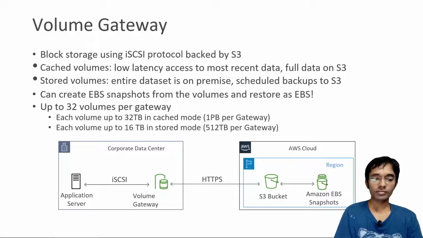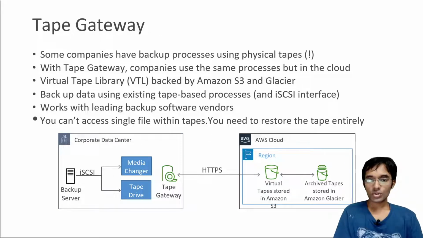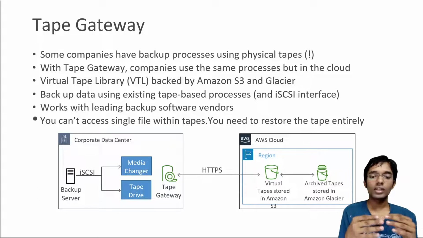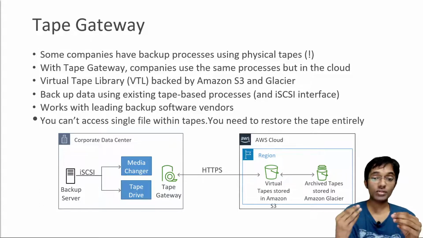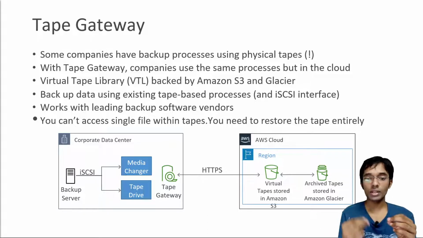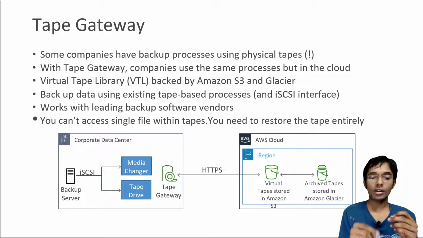And then finally we have tape gateway. Some companies have a backup process that actually involves using physical tapes, and with tape gateway, companies will use the same process, but this time in the cloud. So we'll have a virtual tape library, or VTL, that is going to be backed by Amazon S3 or Glacier.